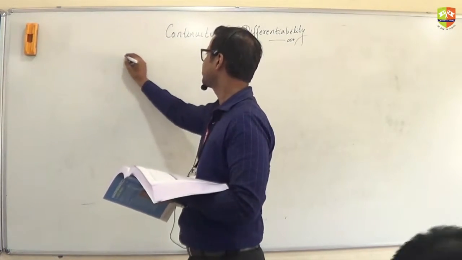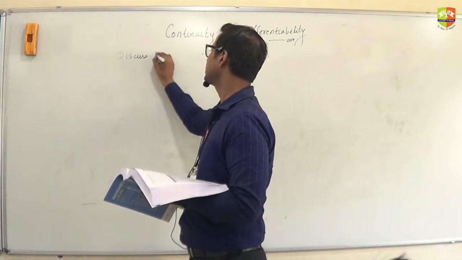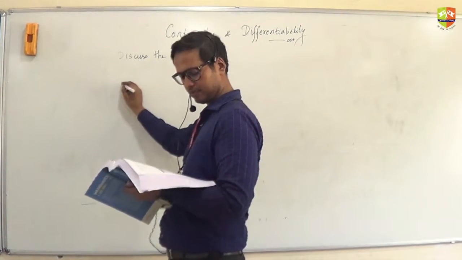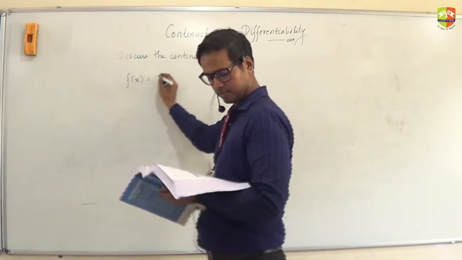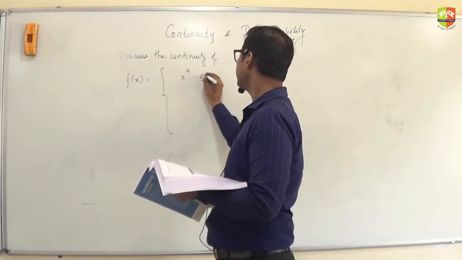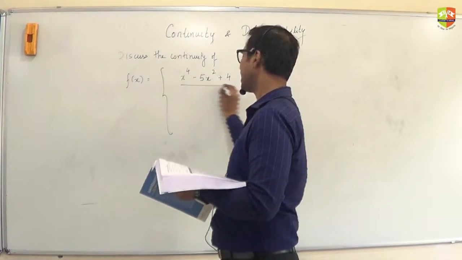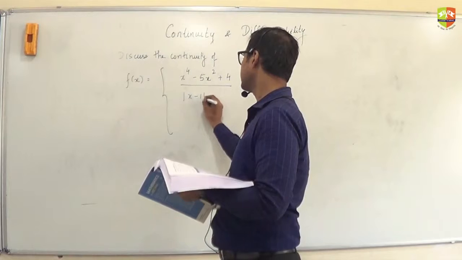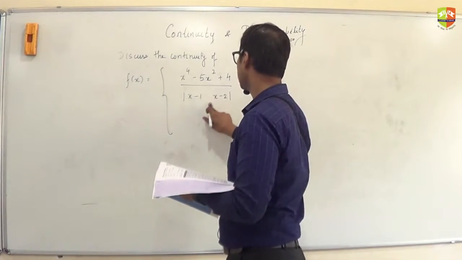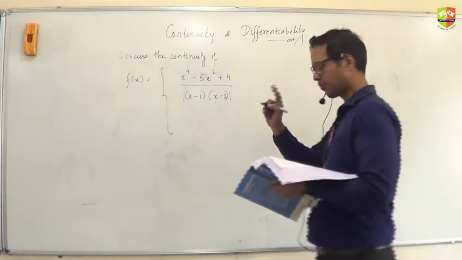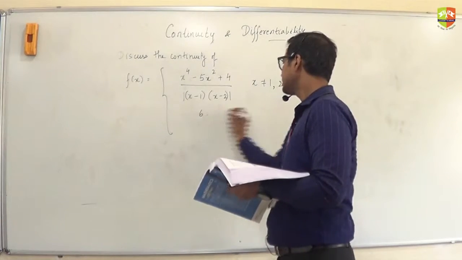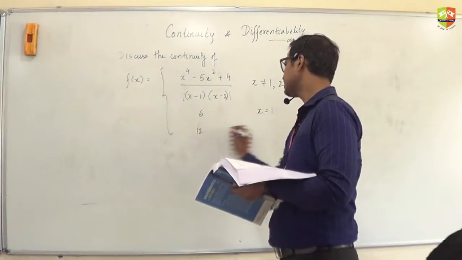Discuss the continuity of the function: x to the power 4 minus 5x squared plus 4 by mod of x minus 1 into x minus 2, when x is not equal to 1 and 2; it is 6 when x is equal to 1, and 12 when x equals 2.